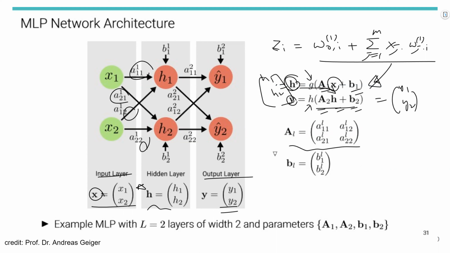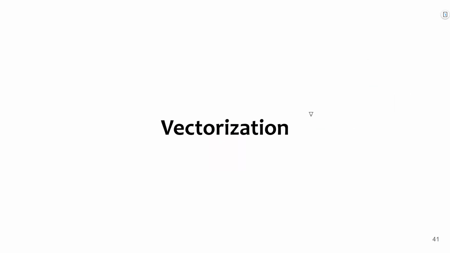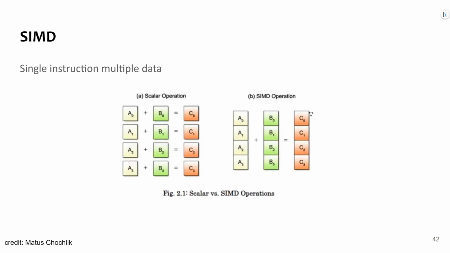So this is a simple example, and by using matrix notation, the description becomes very simple. So that's why we're interested in linear algebra when we are dealing with machine learning and deep learning. And from now on, let's discuss vectorization.